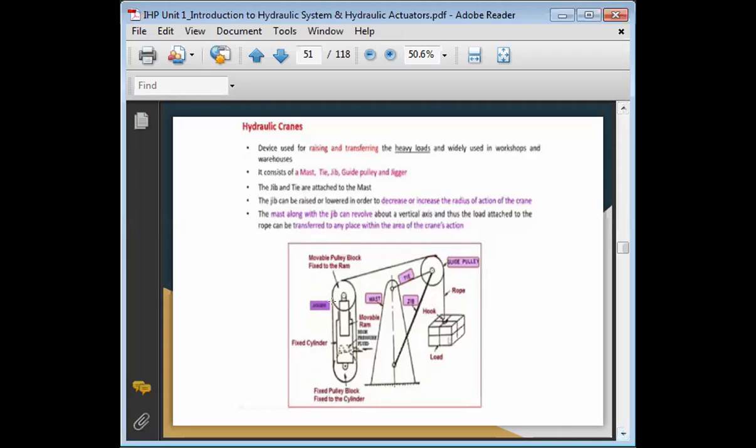You can see this movable hydraulic crane. This is a diagram of the hydraulic crane also. So these are the applications where hydraulic systems are used.